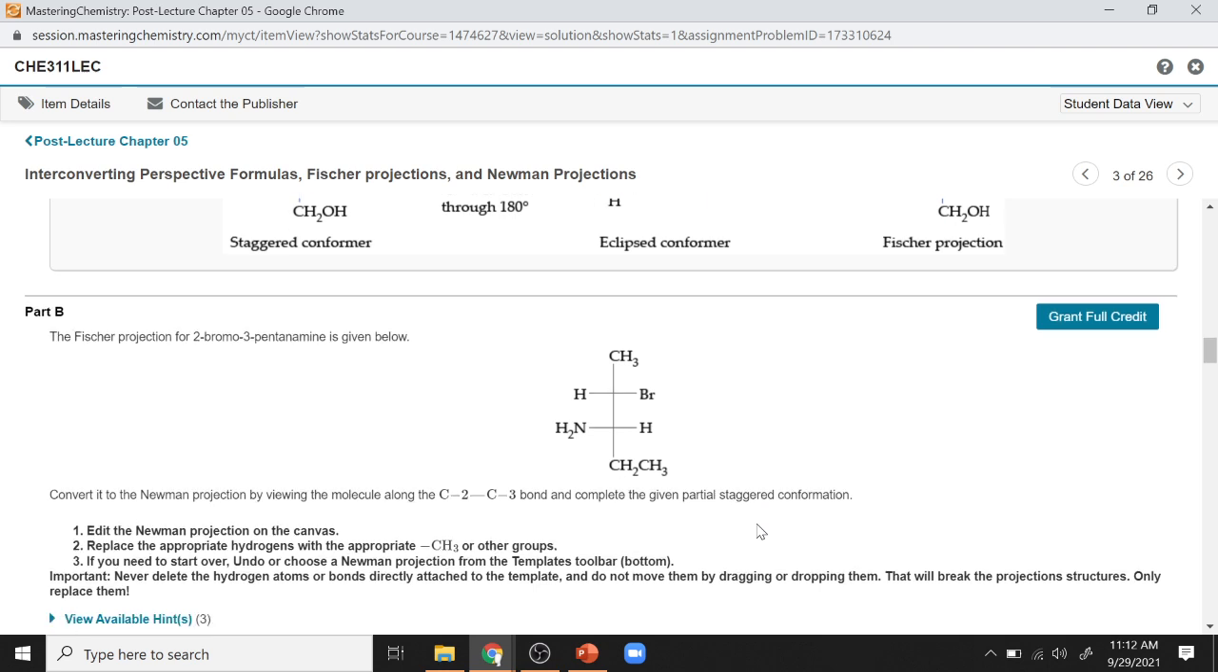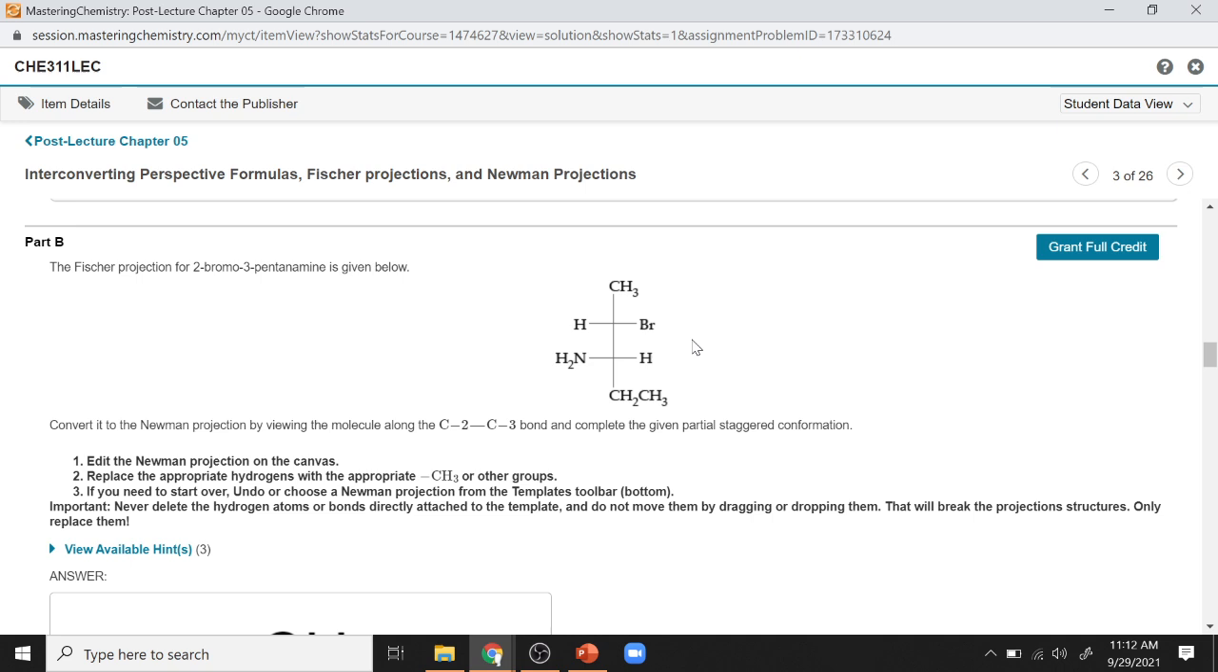This one right here that we're on, part B. Now we have a Fischer projection, and we're given it right here. We're going to make a Newman projection of this. We're going to view it down the C2, C3.